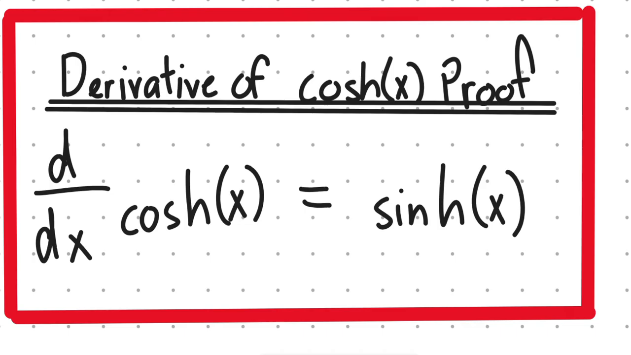In this video, we're going to talk about the derivative of the hyperbolic cosine of x. Now, it states that the derivative of the hyperbolic cosine of x is equal to the hyperbolic sine of x. So we are going to prove this in this video using some limit definition of the function.